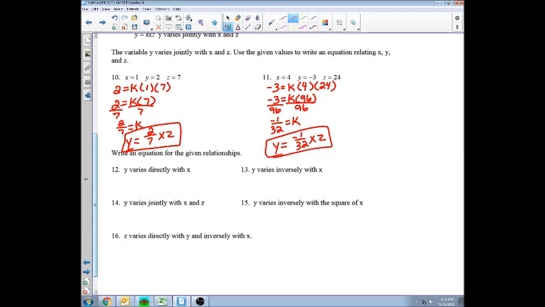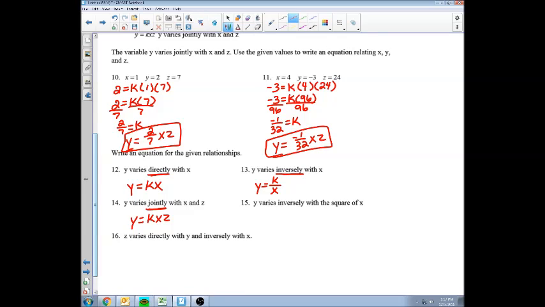All right. So now we need to write an equation for the given relationships. Y varies directly with x. All it's asking us for is a formula. Okay. So this is the formula we used on the front side. Remember, it says directly, so it would be y equals kx. Y varies inversely with x, so y equals k over x. Y varies jointly with x and z. That's the formula we just looked at. So it's y equals k times x times z.